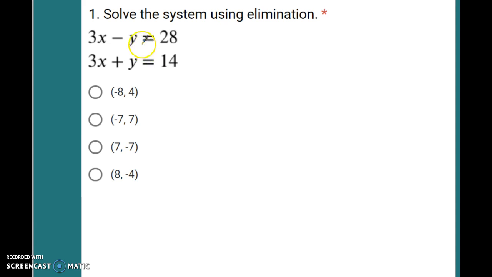The first problem says to solve the system using elimination. Our system is already set up so that when we add our equations together, the y's will eliminate. When we add our equations together, we end up with 6x is equal to, if I add 28 and 14, 42.